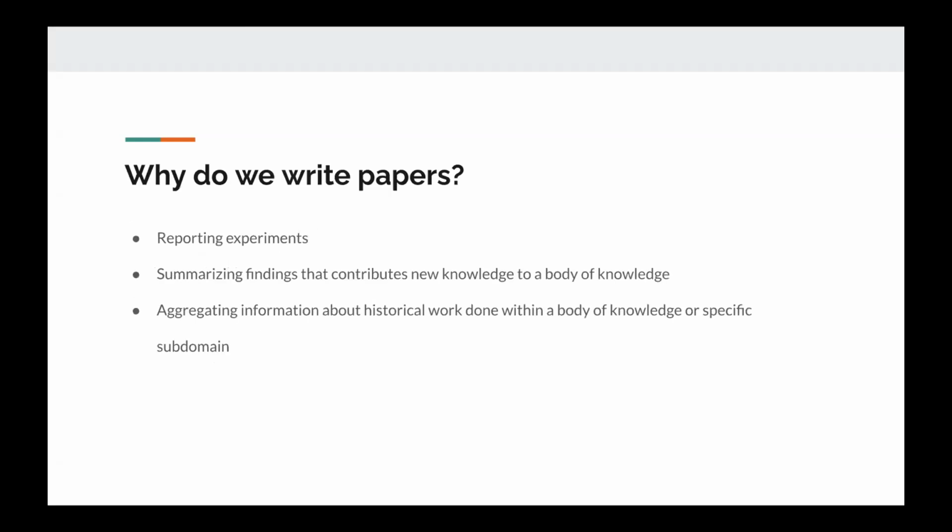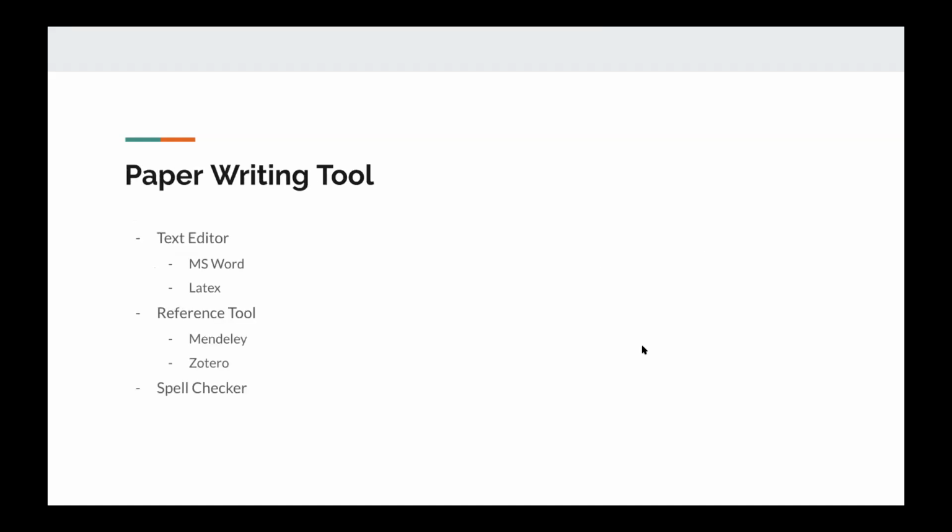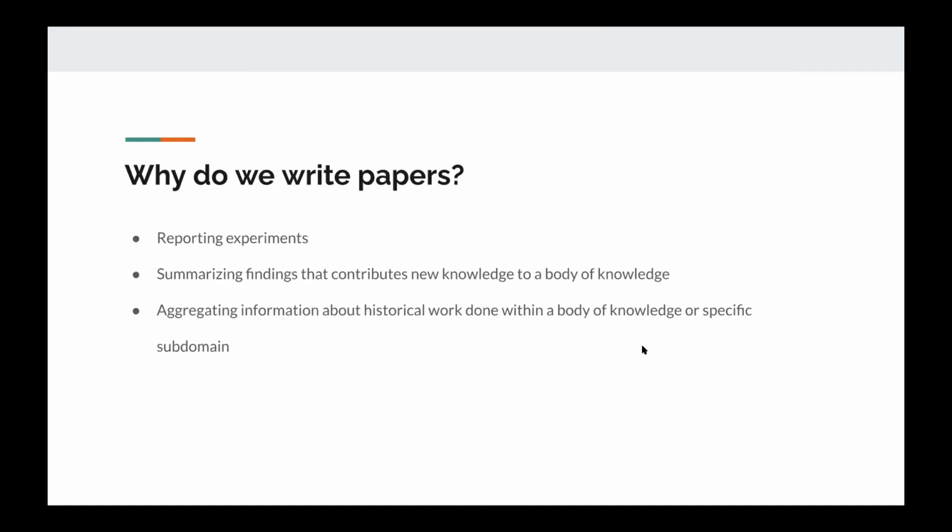So to start with, why do we write technical papers? Basically, to report an experiment, you want to summarize your findings. Most often it's new knowledge you're contributing to a body of knowledge, or some sort of aggregated information about historical work that has been done in different domains, related domains, or within a body of knowledge.